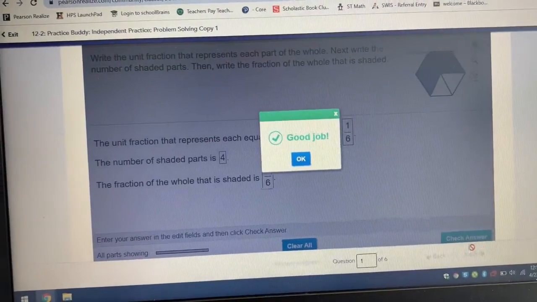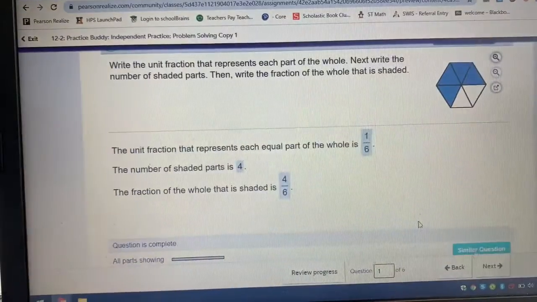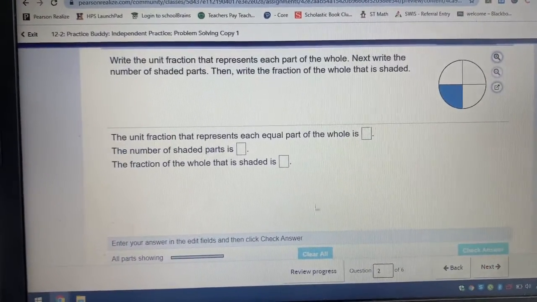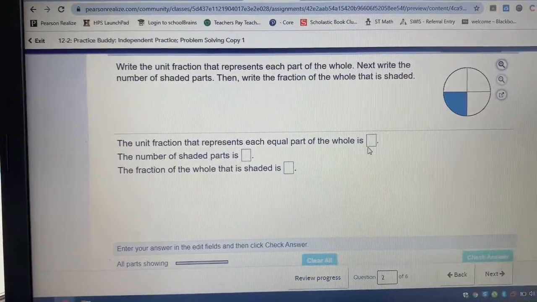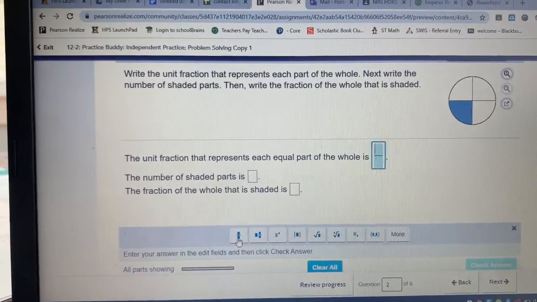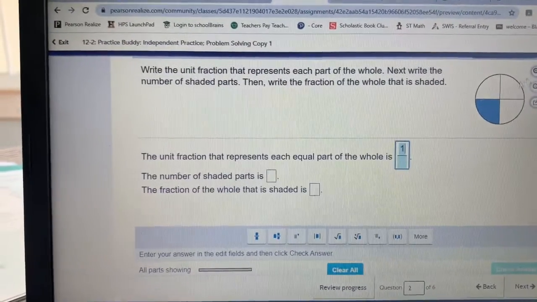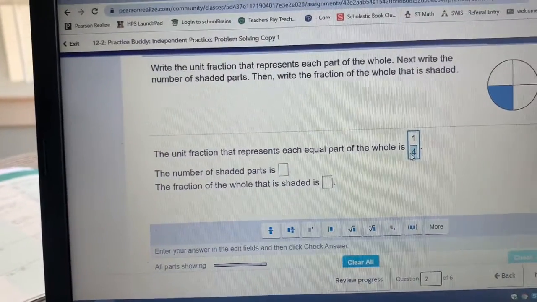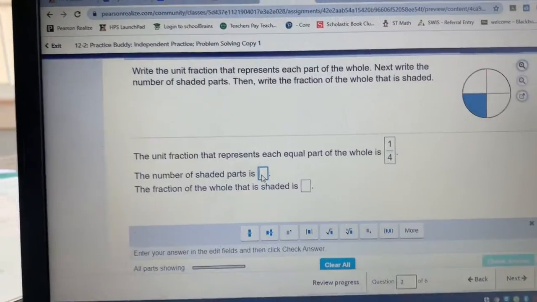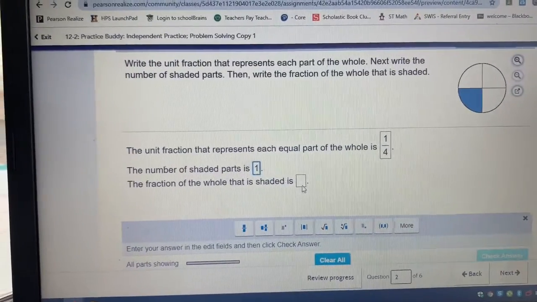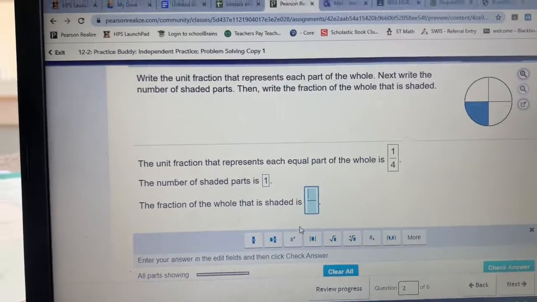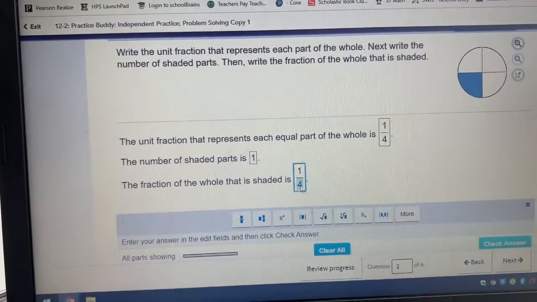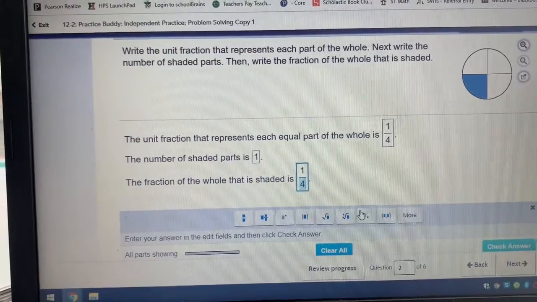Okay, let's do one more. And then I think you will be ready to do it on your own. So the unit fraction, we know a unit fraction is always going to have a numerator of 1. And there's 1, 2, 3, 4 parts. So it would be 1/4. The number of shaded parts is also 1. And the fraction of the whole is now 1/4 again. So sometimes your unit fraction and your regular fraction will be the same.